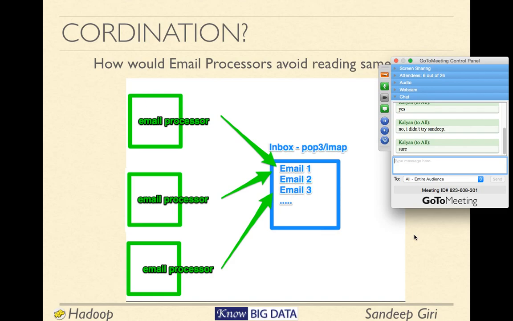And there are lots of emails in this box which are coming in, and these email processors which are running on multiple computers are reading these emails from the inbox, and these email processors need to ensure that one email processor does not process the same email that is being processed by another email processor at the same time. Okay, so is the problem statement clear to you?